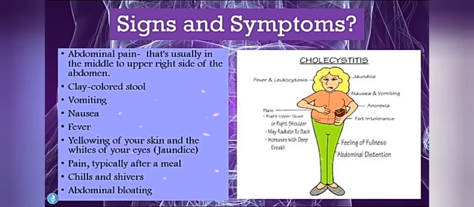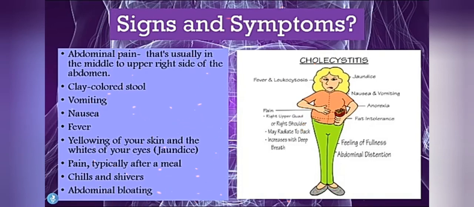Now let's talk about some signs and symptoms of cholecystitis. If our gallbladder is enlarged and inflamed and we have a blockage in that cystic duct so our bile isn't able to drain out, we're going to have pain. Usually the first symptom the patient will experience is abdominal pain, and that is usually located in the middle to upper right side of the abdomen, because that is where the gallbladder is situated in the body. The patient may also have changes in their stool and the color of their urine as well. The urine is usually darker and the stool becomes clay-colored.